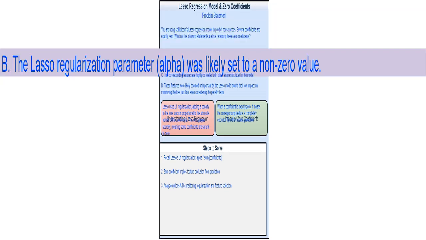Here's a key clue. Lasso's ability to produce zero coefficients hinges on its alpha parameter. This parameter controls the strength of the regularization, the penalty that pushes coefficients towards 0. A non-zero alpha is essential for Lasso to perform feature selection effectively.